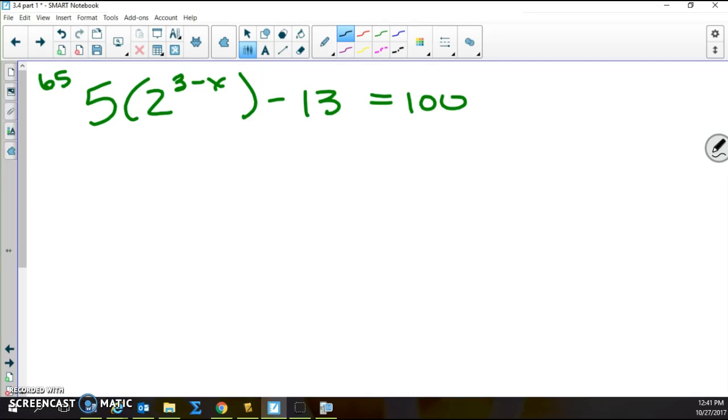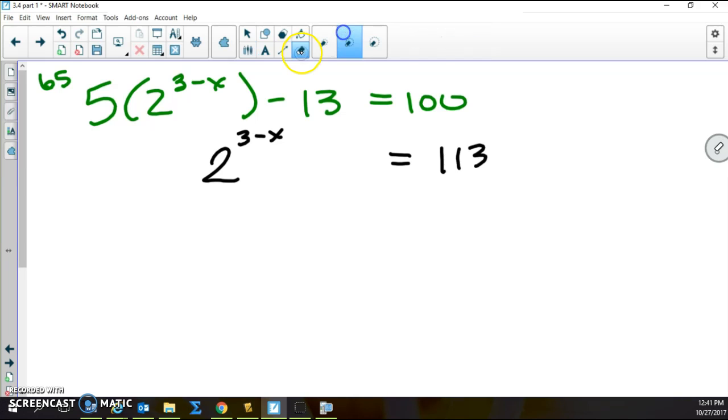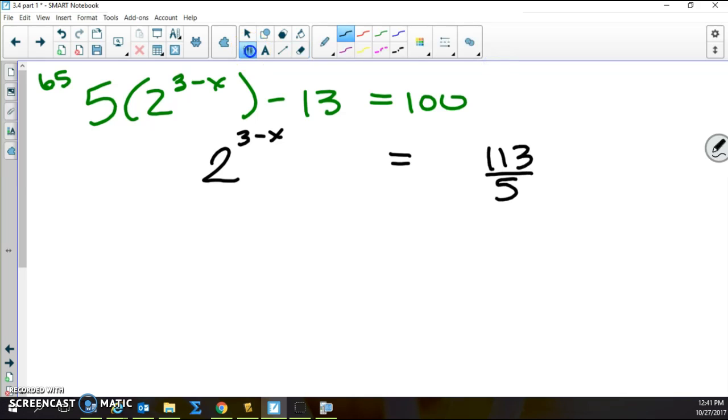We're going to be adding 13 to both sides and dividing by 2, leaving us with 2 to the 3 minus x equal to 113 over 5. On the left-hand side of our function, we have base 2 raised to a power, so we're going to take log base 2 of both sides.